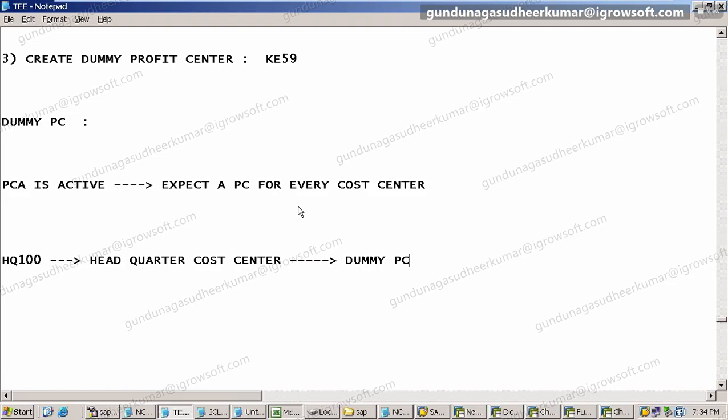But for now, when the cost center does not have any profit center, it will automatically post to the dummy profit center. Correct? If a cost center has a profit center, it will go to that profit center. But if it does not, it will post automatically to the dummy profit center, collected there. From there, we will take it and distribute to other profit centers. Is that clear? So that is the use of the dummy profit center.